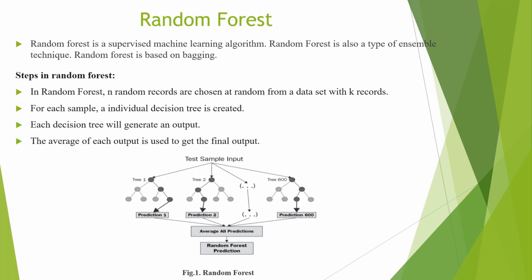Now let us see random forest with an example. Here we can see in this figure there is one test sample input, and this test sample input has 600 individual decision trees, and each decision tree will generate a prediction, like prediction 1, prediction 2, prediction 3, and so on, up to prediction 600. If we take the average of all these 600 predictions, it will give us one value. The final random forest prediction is this average of all 600 decision trees. Hope the random forest part is clear. Now let us move to support vector machine.